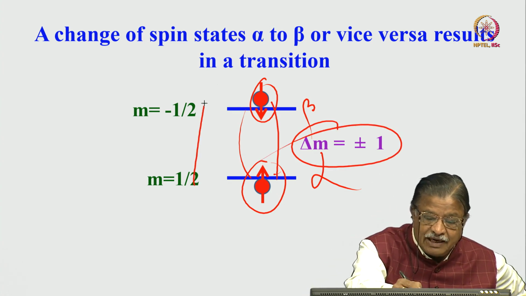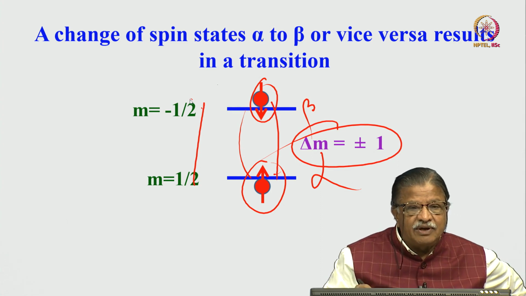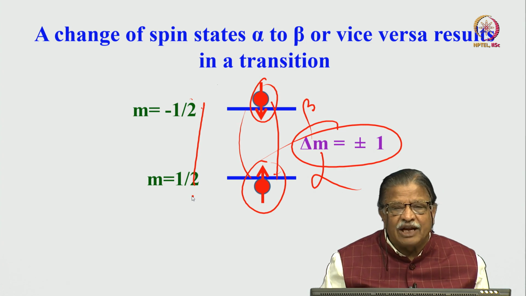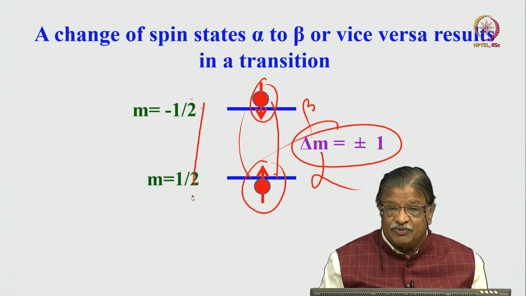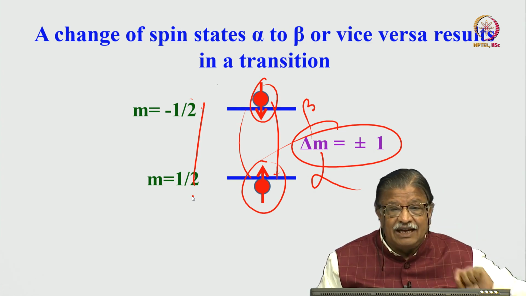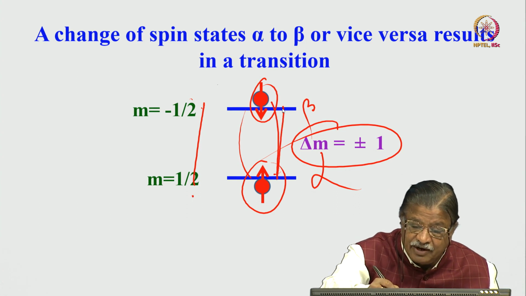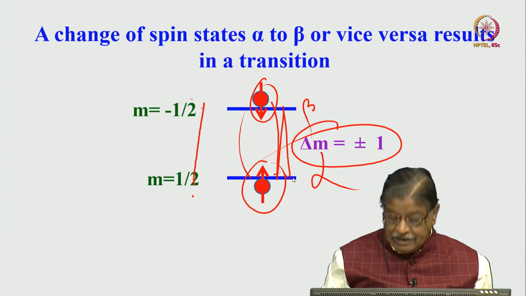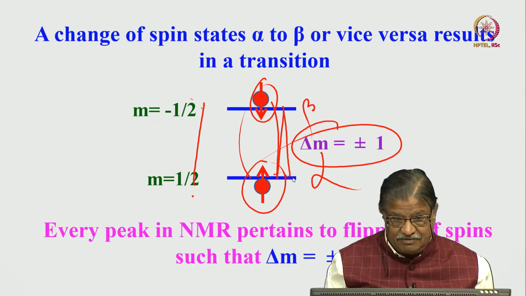From plus half to minus half, the difference is plus 1. From minus half to plus half, the difference is minus 1. Both are allowed transitions. So that is why you will get the signal when the spin goes from here to here or comes from here to here. Both are allowed. These are all called single quantum transitions.